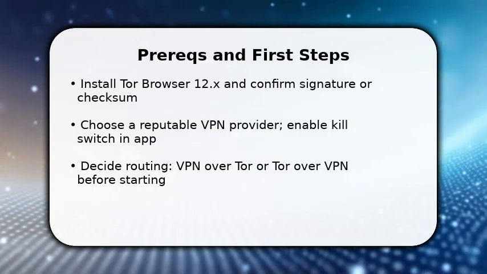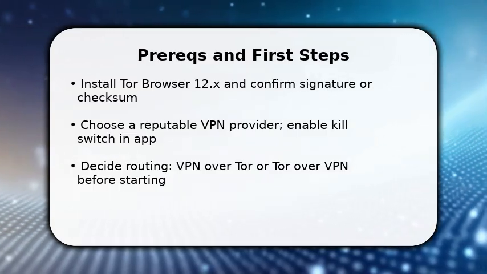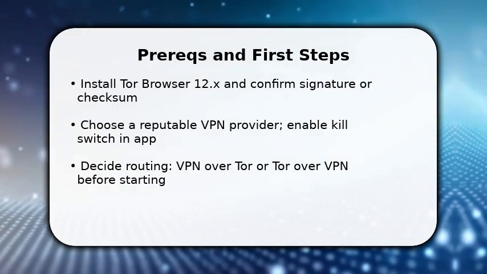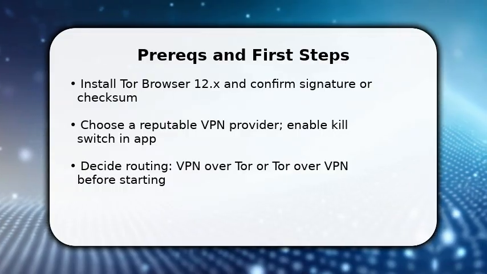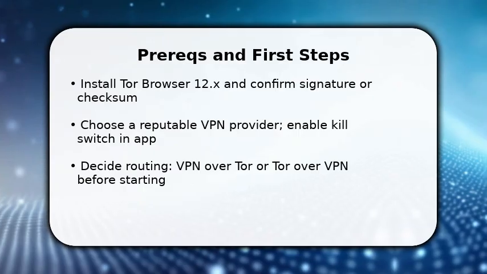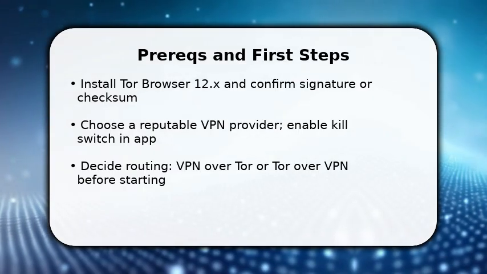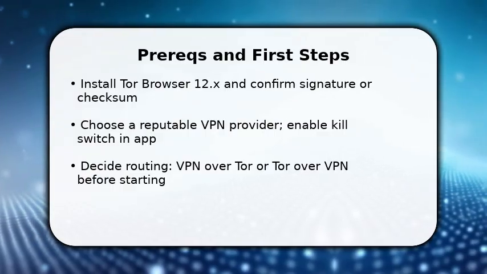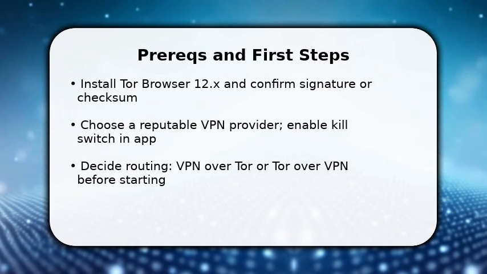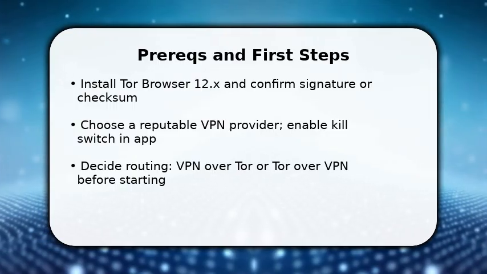You start with prerequisites already in place, Tor browser installed, and a vetted VPN ready. First, verify Tor's signature or checksum to ensure integrity. Next, launch your VPN and enable its kill switch so traffic stops if the VPN drops. Once the VPN is connected, open Tor browser to create the chosen routing, VPN over Tor or Tor over VPN. This immediate action protects your ISP from seeing Tor usage and positions you for the next configuration steps.